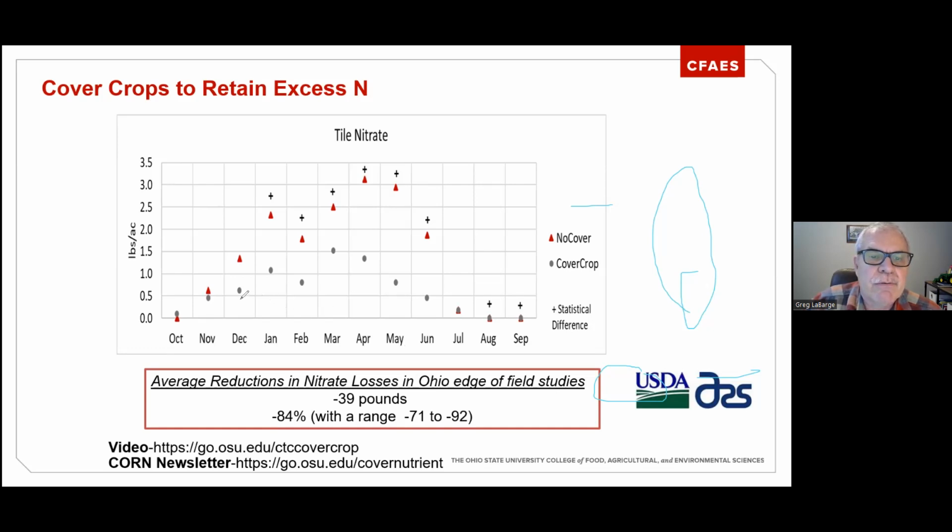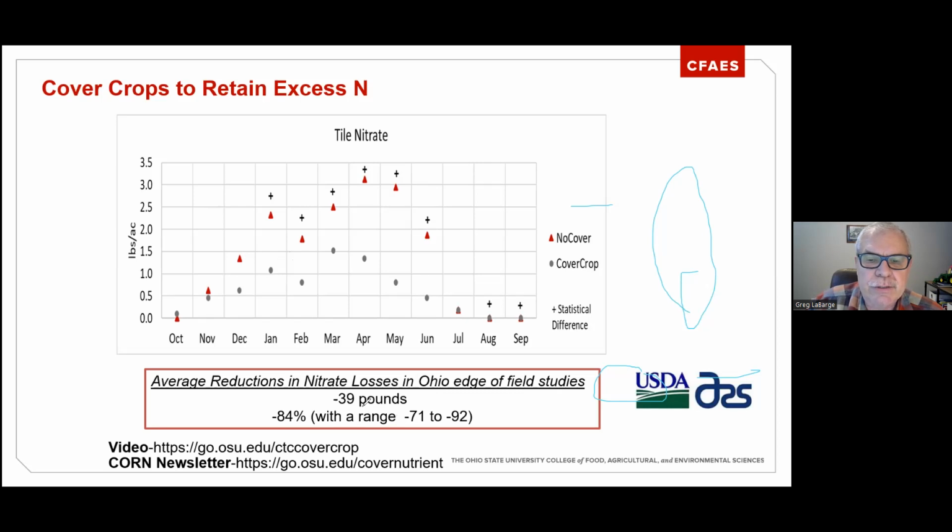What we've got is that from December through to June, we have the ability in that time frame to reduce substantially the amount of nitrate loss by having cover crops in the field. The gray circles are where we have cover crop present, and we're comparing that to the red triangles where we have no cover crop, and you can see a couple pounds difference. Particularly in April and May, we're seeing huge differences on a monthly basis in the amount of nitrate loss. Down here, the summary number is 39 pounds on average.